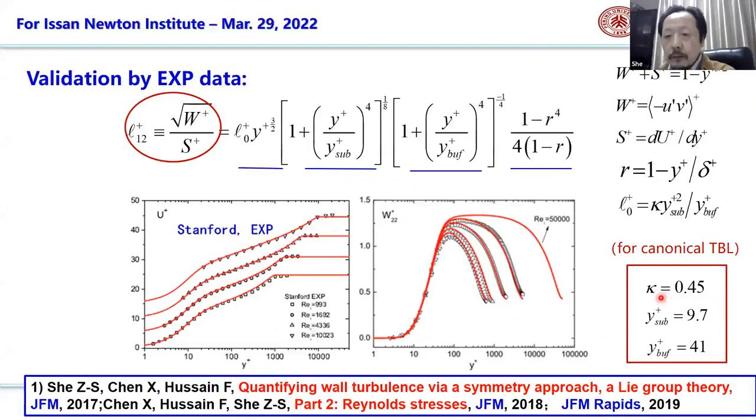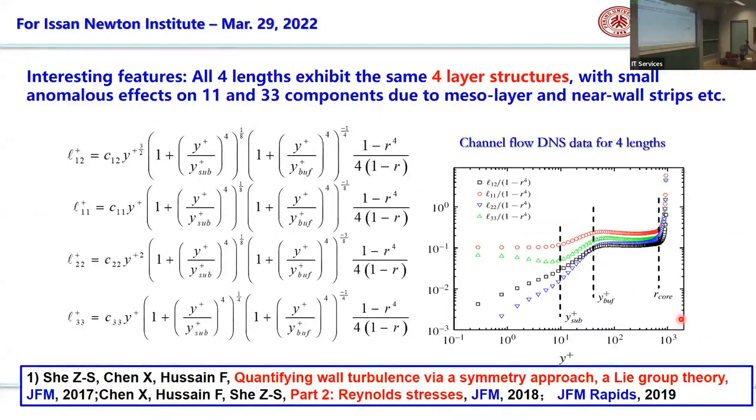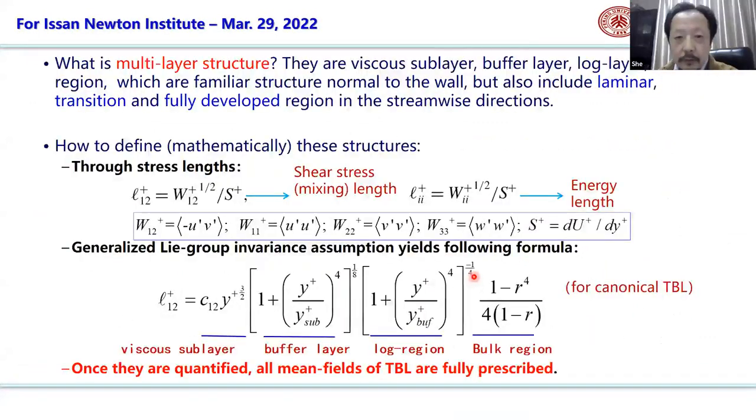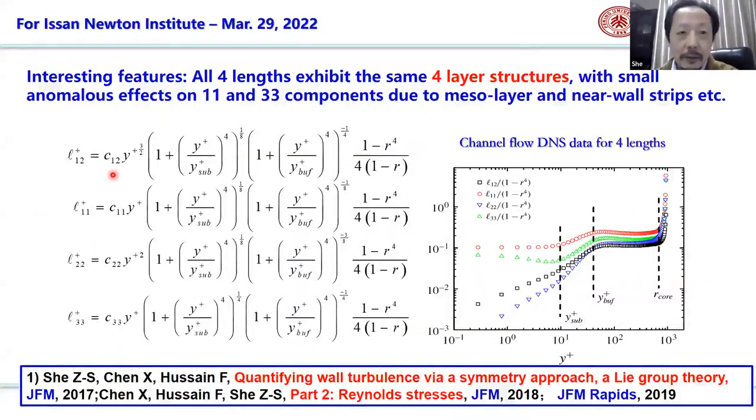Even on the early slides. Okay, this is the parameters here. So the C12 will define the common constant if we know the Y sub or Y buffer. But my question is, how do you find Y sub and Y buffer?